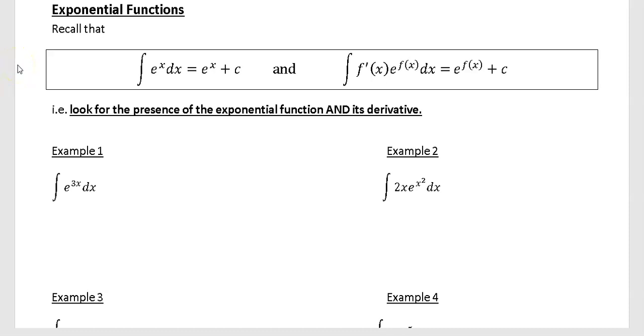In this video, we're going to look at integrating slightly more tricky exponential functions. Just to recap what we've done so far, we know if we integrate e to the x with respect to x, you get e to the x plus c.